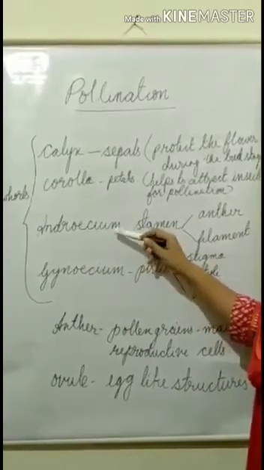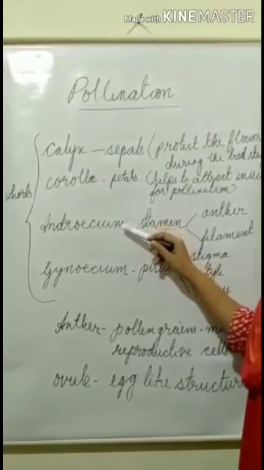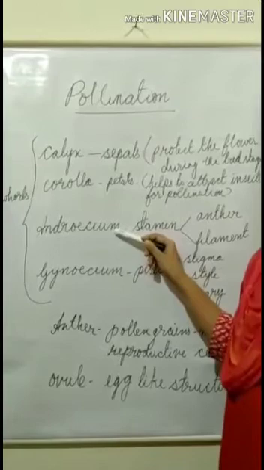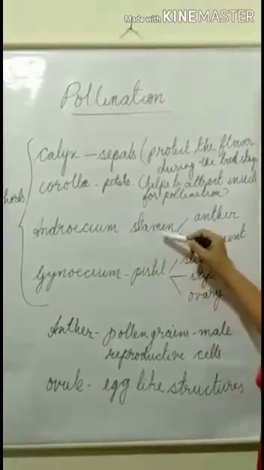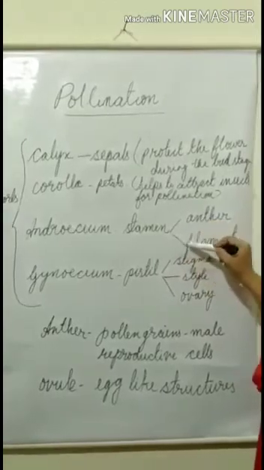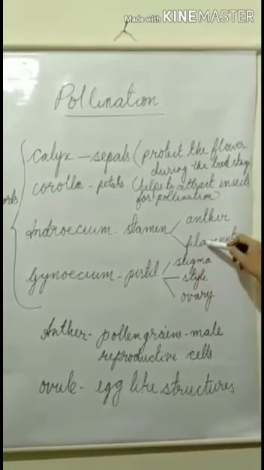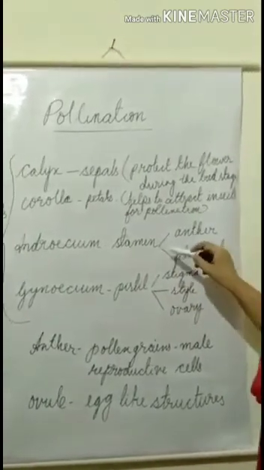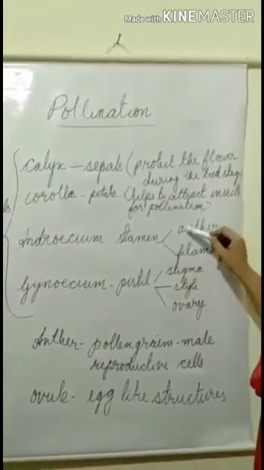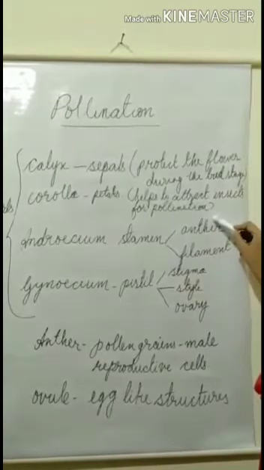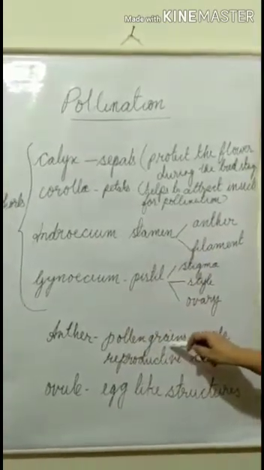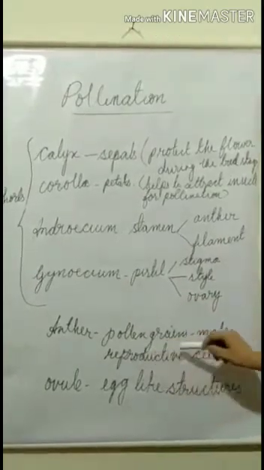Androecium is the male reproductive unit of a flower. It consists of stamen. And stamen has two parts, anther and filament. The stalk of the stamen is filament and the swollen part of the filament is anther. Anther produces pollen grains. These are the male reproductive cells.